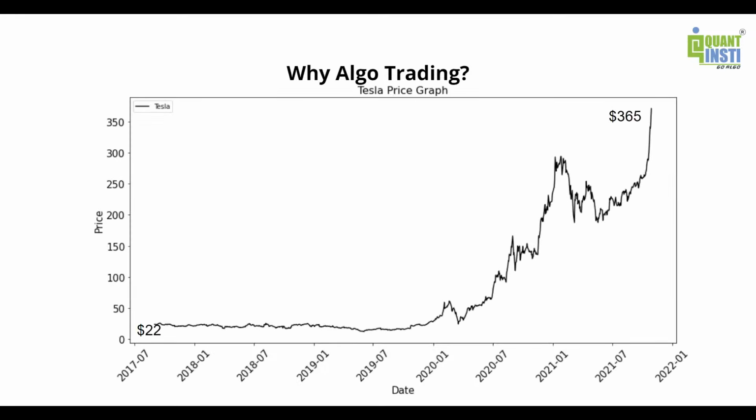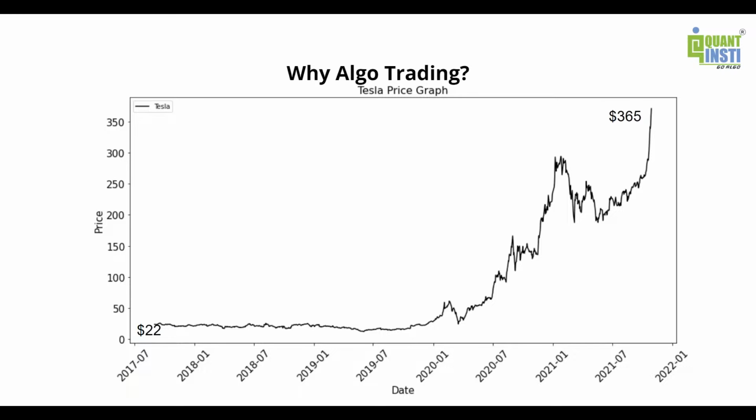This is a price graph of Tesla, and this is a price adjusted graph. If you had bought a Tesla stock in 2017, it would have cost you $22. This is an adjusted close price, by the way. And by November 2021, the stock price had gone to $365. Now that's 15 times in almost 4 years.